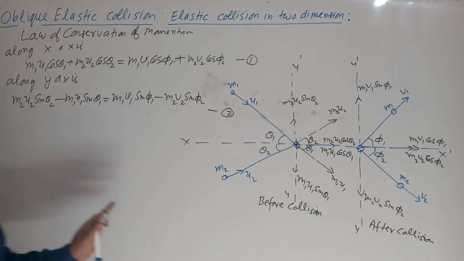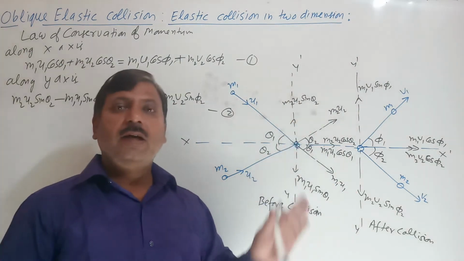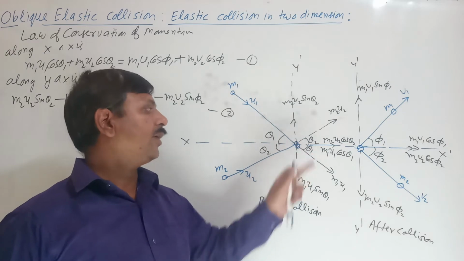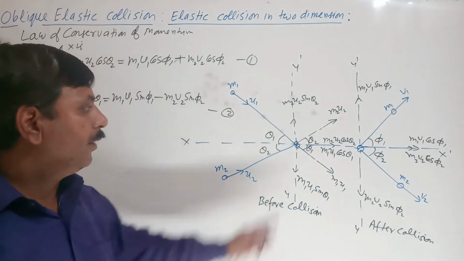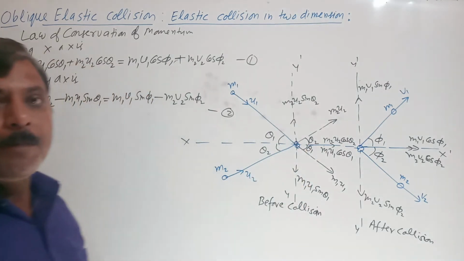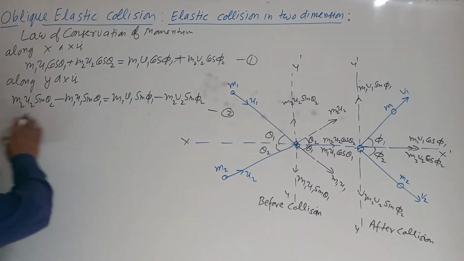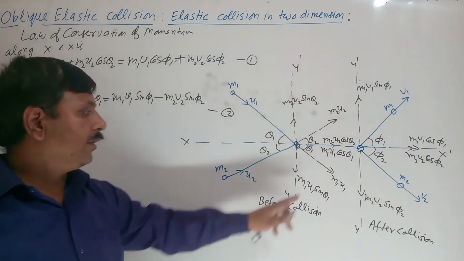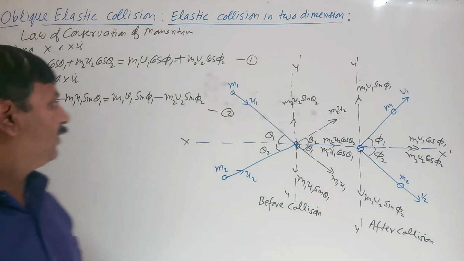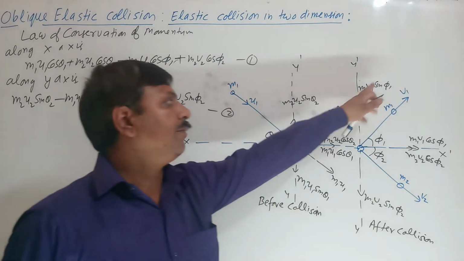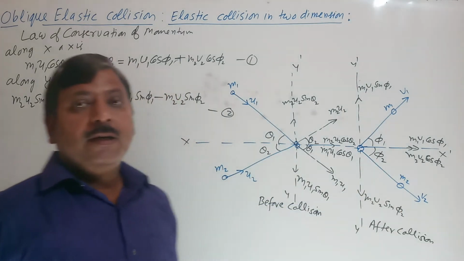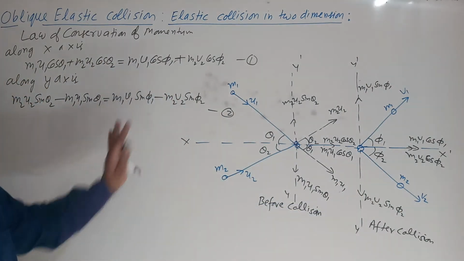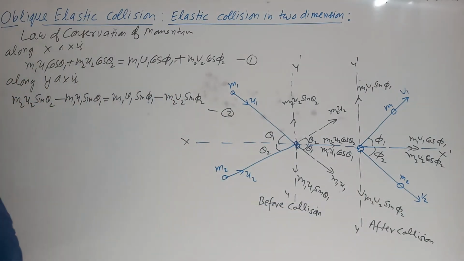Along the y-axis we take the momentum. I have taken it with the sign convention, so theta 1 and theta 2 we will take only positive. That is why we have used the sign convention. So m2 u2 sin theta 2 minus m1 u1 sin theta 1 is equal to m1 v1 sin phi 1 minus m2 v2 sin phi 2. So this is the second equation.